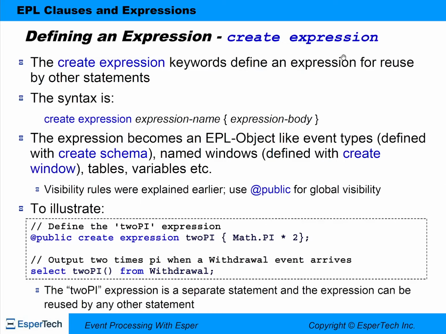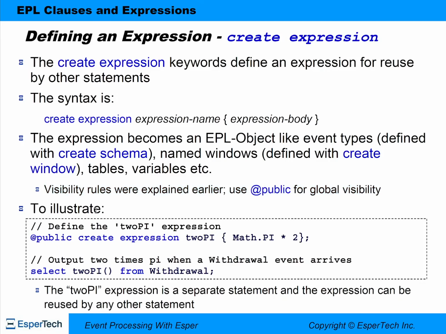The create expression keywords define an expression for reuse by other statements. The syntax is create expression, expression name, curly braces, expression body. The expression becomes an EPL object like event types, defined with create schema, named windows, defined with create window, tables, variables, etc. Visibility rules were explained earlier. Use @public for global visibility.